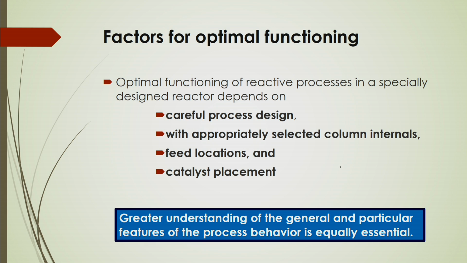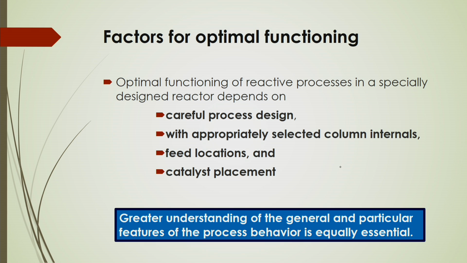Catalyst placement also: you have to supply the catalyst either in a continuous way or batch-wise. Now, you have to decide whether the catalyst is placed at the distributor location or at the top location, and based on that you have to design your process equipment. So, a greater understanding of the general and particular features of the process behavior is required.